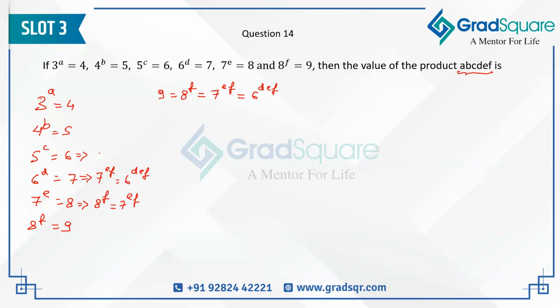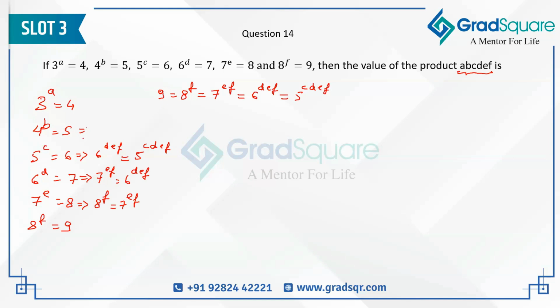Look at this once again. It's the same thing we have to continue to repeat. Raise this equation to the power of def. So what will you get? 6^(def). And on the left hand side, what will you get? You'll get 5^(cdef). So we are getting 5^(cdef).